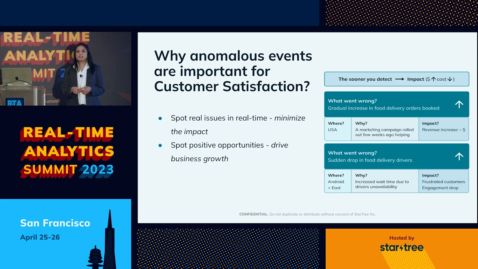The example is they were running a campaign and that resulted in driving more new customers. They were supposed to run the campaign for a shorter period, but learning this pattern in real time, they decided to run it a little longer, and that helped them to drive more customers. And overall, of course, engage customers and improve the customer satisfaction for their app.